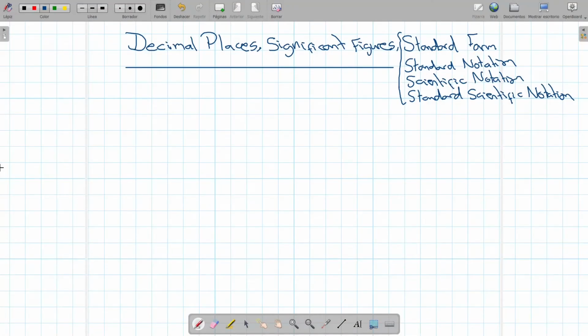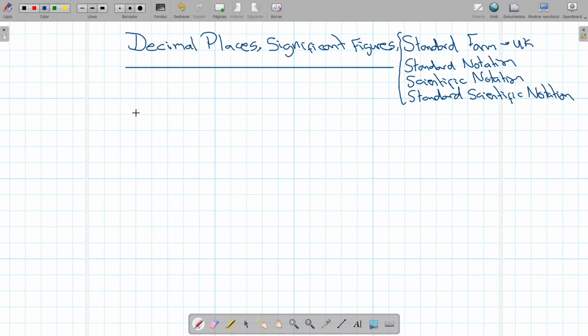Hello. Today we're going to talk about three concepts about how to write numbers that normally give some trouble to students and create some confusion. The concepts of decimal places, significant figures, and standard form, standard notation, scientific notation, which can be called either way. Standard form is normally from the UK, and the rest of Europe call it scientific notation. Okay, so first of all, decimal places.